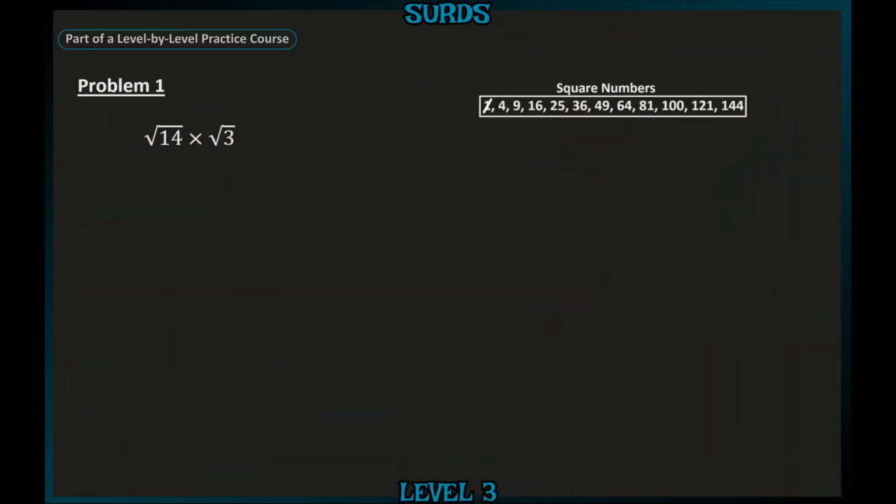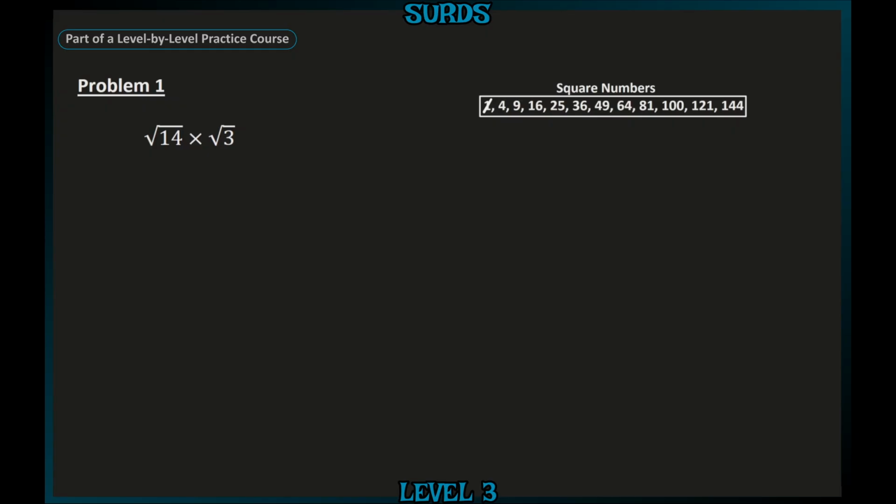In problem 1, we're simplifying the square root of 14 multiplied by the square root of 3. Now to start, we need to check whether we can simplify either of these two surds individually. And because neither 14 nor 3 can be divided by any of the numbers on our list of square numbers, they can't be simplified. So we can go straight into multiplying.